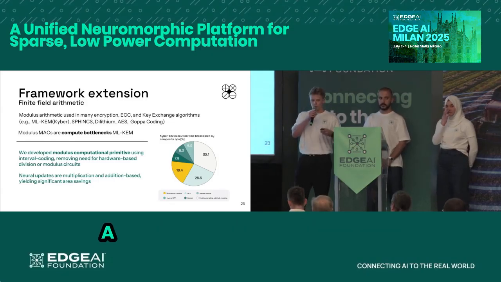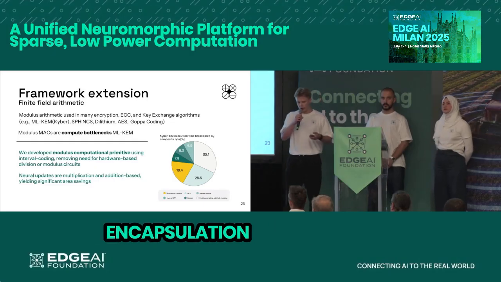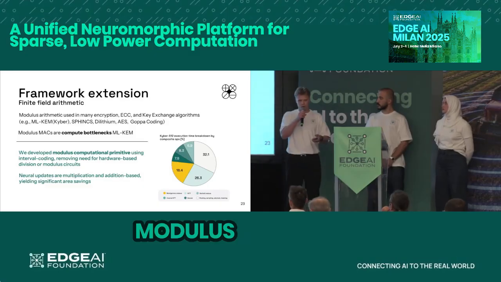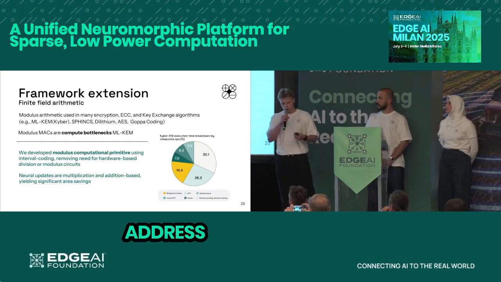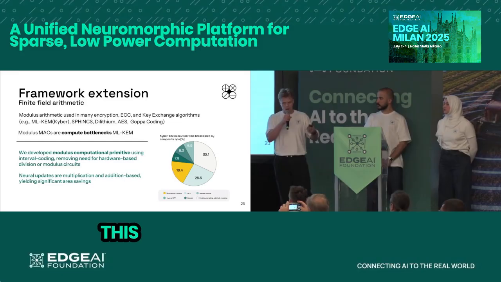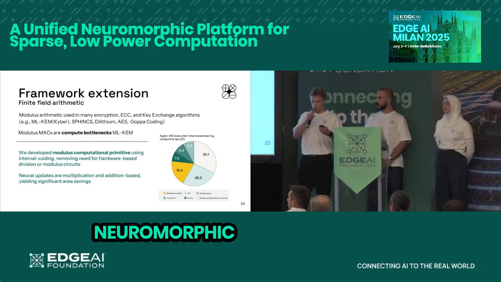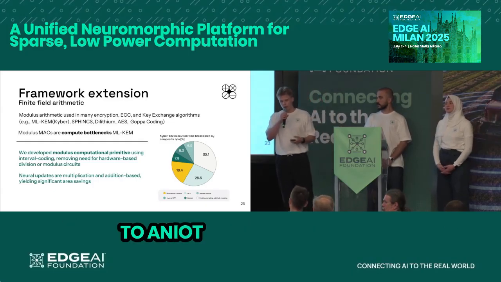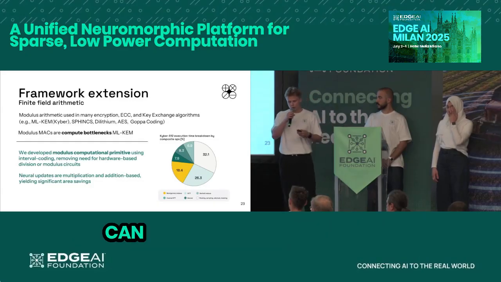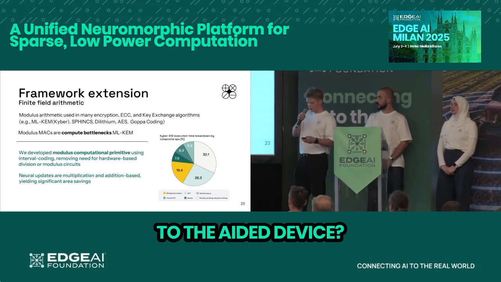In the case of, for example, a post-quantum cryptography algorithm called Kyber, or ML-KEM, which is a key encapsulation mechanism, we see that over 50% of the operations really boil down to this modulus arithmetic. So we wanted to address this main computational bottleneck with this neuromorphic framework and see how we can apply lower power neuromorphic cryptography to an IoT device, where post-quantum cryptography and even security in general is already quite a challenge. Can we apply this computation to the Ada device?